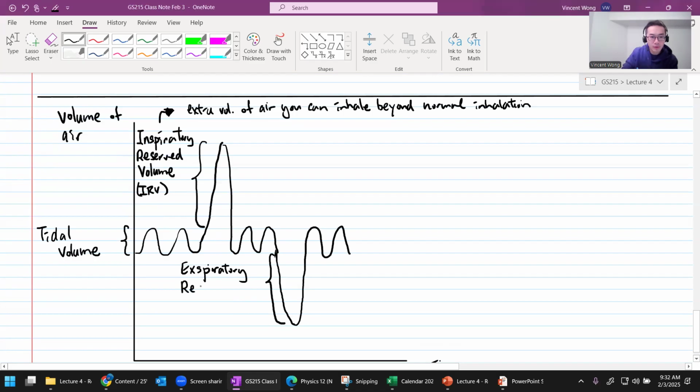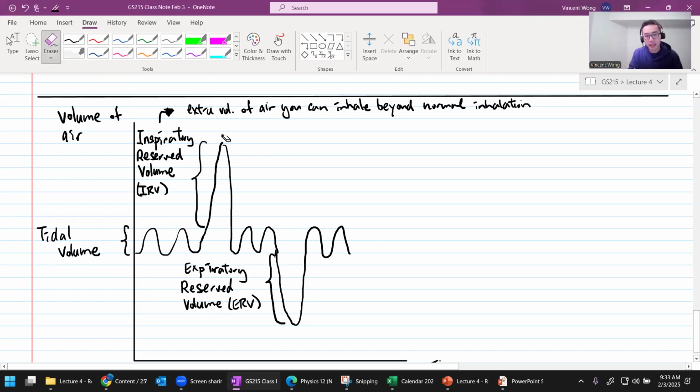Expiratory reserve volume. I have the definition in the study guide for you to match up, so you can work on that later if you want. Okay, so this is expiratory. I think it's spelled expiratory, there's no S. Expiratory reserve volume. This one has an S though. Okay. Extra volume of air you can exhale beyond normal exhalation.